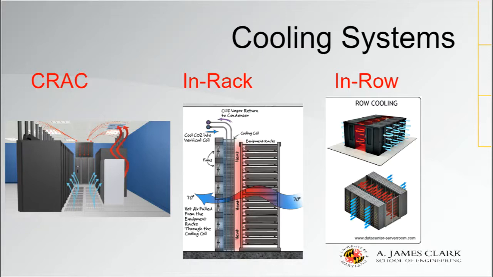So in-row cooling is pretty straightforward. It's placed in between the servers, and basically how it works is it creates hot and cold aisles. It draws warm exhaust air directly from the hot aisle, cools it, and directs it towards the cold aisle. This prevents the mixing of hot and cold air, increasing the overall efficiency.